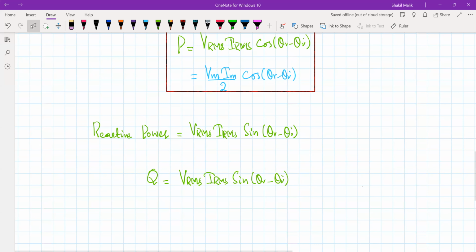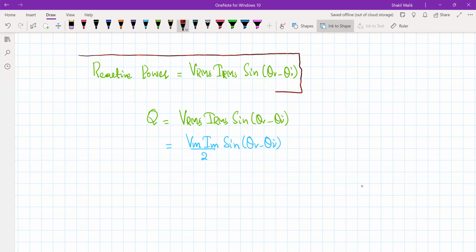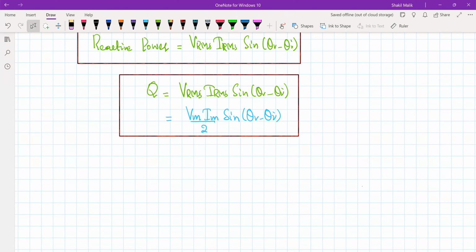Now, if we substitute again the value of VRMS and IRMS in terms of the maximum or peak value, we can write it as Vm Im divided by 2 sine of the phase difference between voltage and current. So this is how we define this reactive power of the element. Okay, so this is the reactive power.